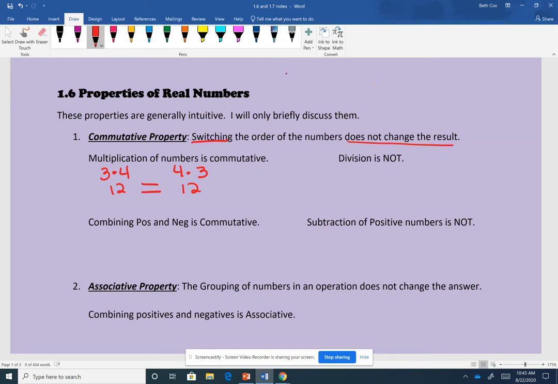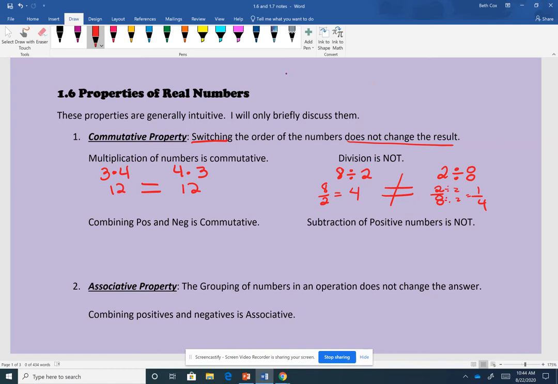But division, it doesn't work that way. So if you had 8 divided by 2, and you had 2 divided by 8, you're going to get two different answers here. 8 divided by 2, written as a fraction, would be 4. And then 2 divided by 8, well, if we reduce that, we get 1/4, and that is not equal. 4 is not equal to 1/4. Okay, so multiplication is commutative, division is not.